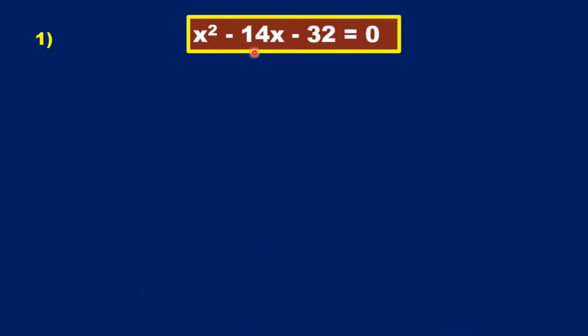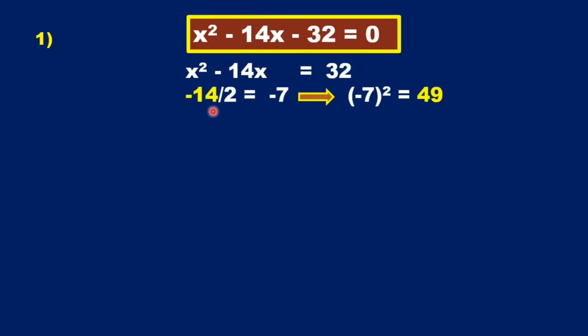x squared minus 14x minus 32 is equal to 0. Transposing negative 32 to the other side becomes positive 32. The x term coefficient here is negative 14, so we divide it by 2 and square it. Negative 14 divided by 2 is equal to negative 7, and negative 7 squared is equal to 49.